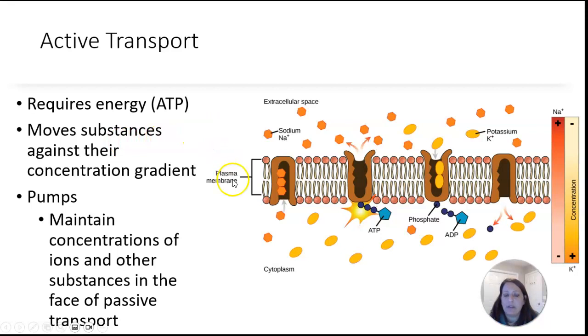So let's take a peek here. We've got our phospholipid bilayer, our plasma membrane. We've got outside the cell, and we've got inside the cell. So here's the cytoplasm. And then we have this membrane transporter, okay? We have sodium, Na+ ions, that's these, okay? And we also have potassium ions, K+, and that's going to be represented by these yellowish ovals, okay?